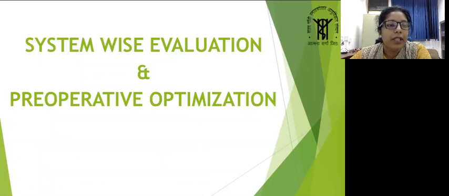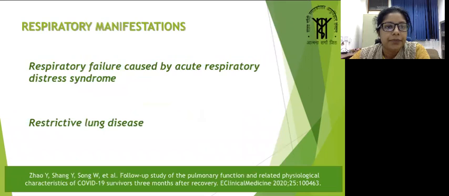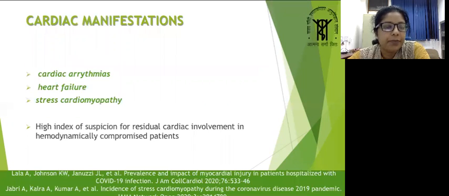Patient has come for PAC, so we should now system-wise evaluate and plan for preoperative optimization of these patients. Now, pulmonary system is the most commonly affected organ system with persistent respiratory complications like residual dyspnea and deranged PFTs, which signify restrictive lung diseases. And respiratory failure is commonly seen, caused by acute respiratory distress syndrome in these patients.